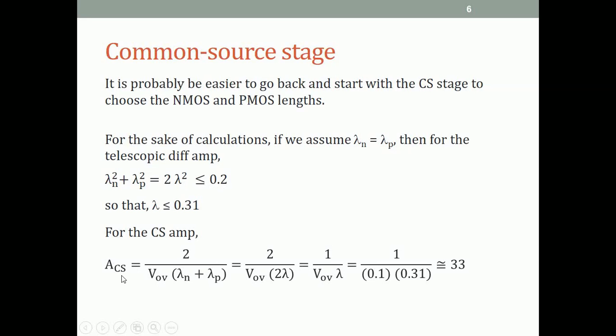Now for the common source amp, the gain A common source, I'm just writing the magnitude again. There is of course a negative sign, but it doesn't matter here. It is 2 over VOV times lambda n plus lambda p. So if the lambdas are equal to lambda, and we've said VOV is 0.1 and we want lambda to be 0.31, the gain of our common source amplifier needs to be 33. So 33 squared is 1000, which is what eventually we want. So we start by designing a common source amplifier with a gain of around 33.